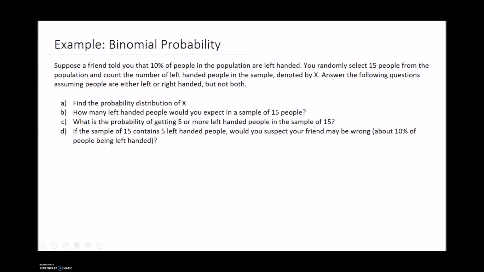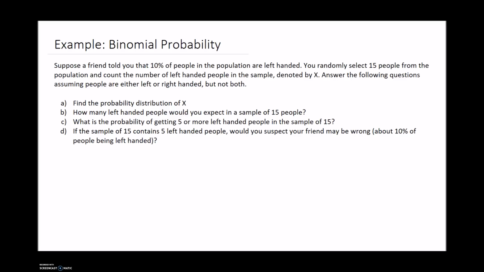So in this video, I'm going to do an example of a situation which uses binomial probabilities. The question states, suppose a friend tells you that 10% of people in the population are left-handed. You randomly select 15 people from that population, and you're going to count the number of left-handed people in that sample. We're going to denote the X here as being the number of left-handed people in the sample.